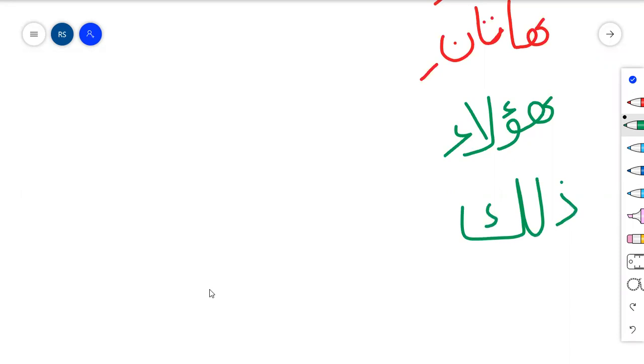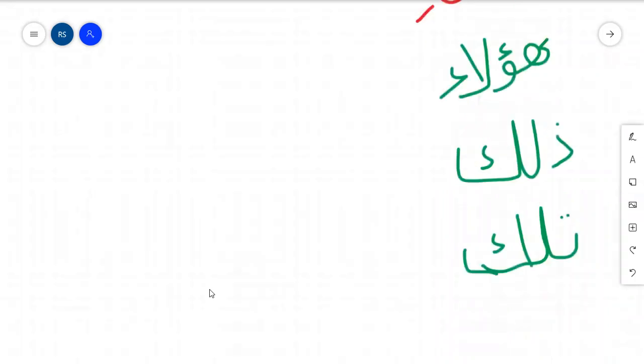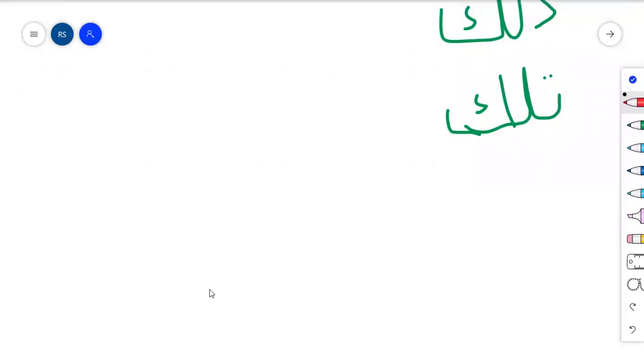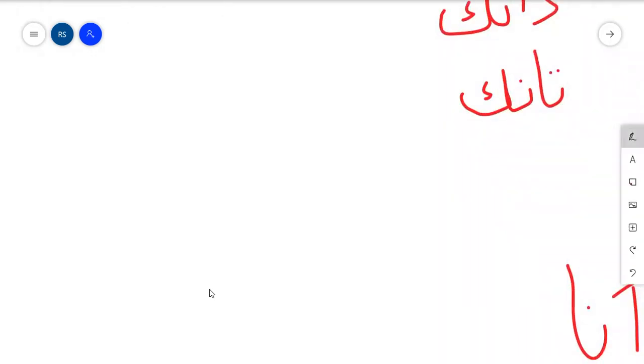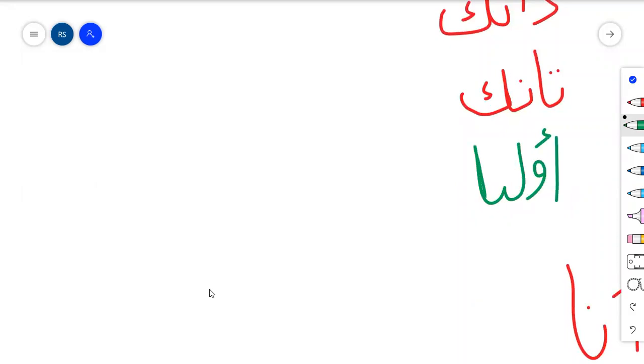Thalika, tilka, ulaika. Zalika, tilka, then ulaika. Are my spellings correct or wrong? No, this one is wrong. Which one? Ulaika. Does everyone agree with this?